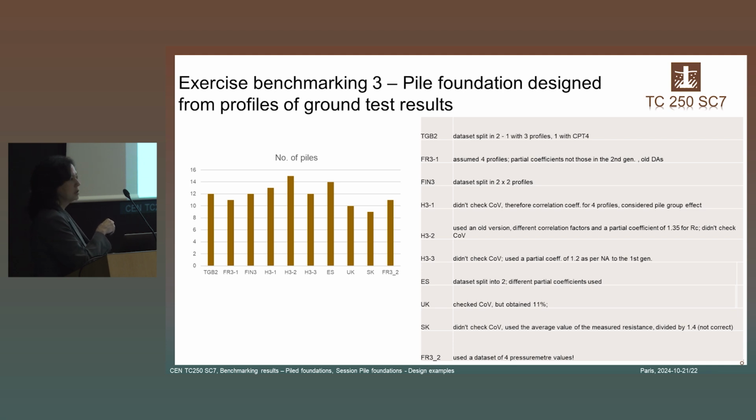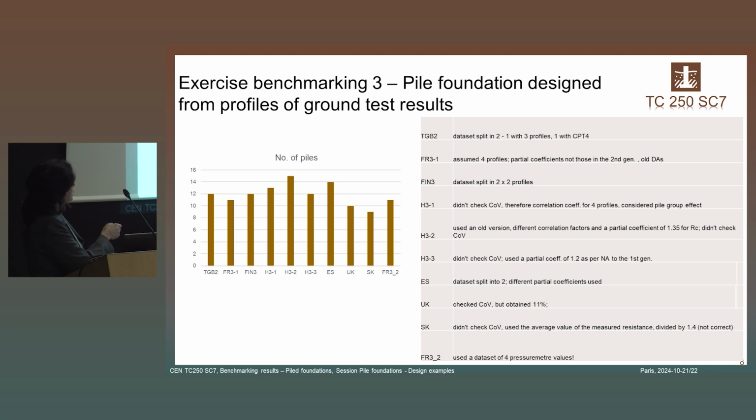As Patrick mentioned, while checking the coefficient of variation, this was 13%, so higher than 12. Because there was no other information provided, it was decided to split the data set into 2. Of course, there are no rules, and there are just assumptions that were made during the calculations. So TGB2 split it into a cluster of 3 profiles, and 1 with CPT4 alone.